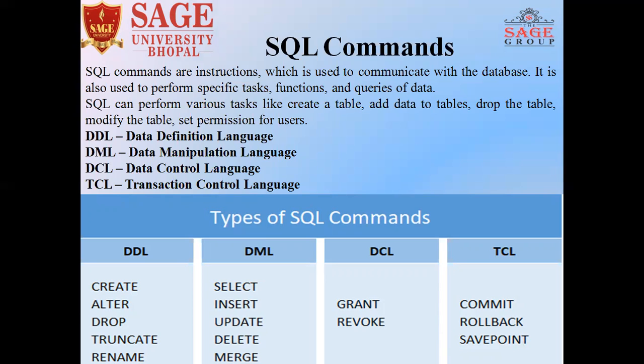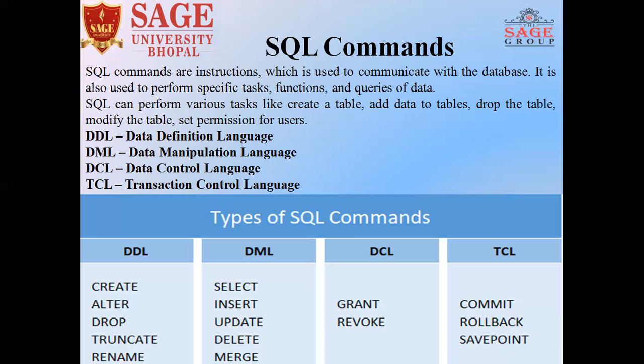So here we have the types of SQL commands. We have four types of SQL commands. First one is data definition language, second one is data manipulation language, third is data control language, and fourth one is transaction control language. In all the languages we have a lot of commands. In DDL we have create, alter, drop, truncate, and rename operations. In the DML we have select, insert, update, delete, and merge commands. In the data control language, we have grant and revoke commands, and in the transaction control language, we have commit, rollback, and savepoint.